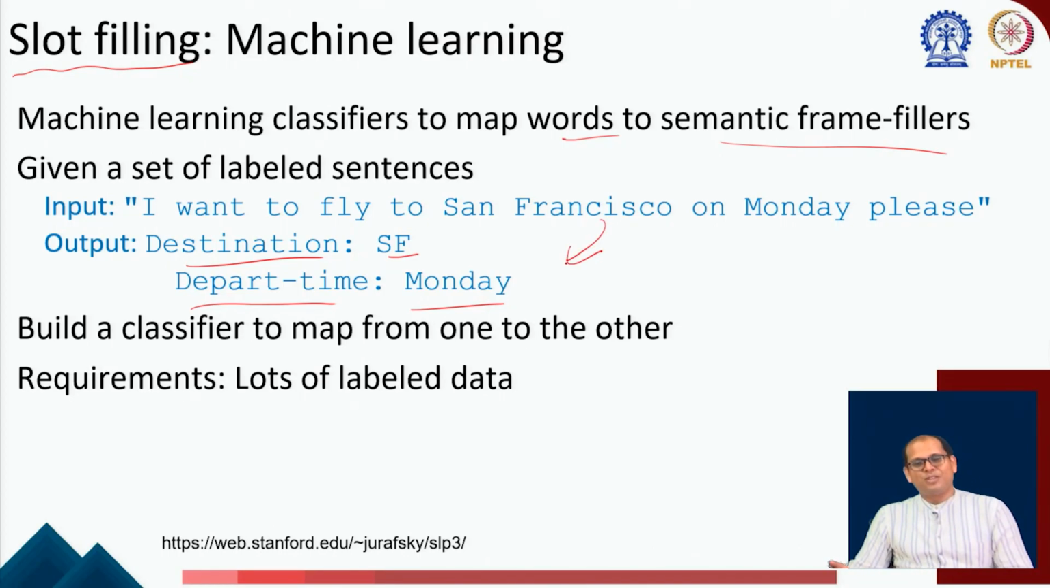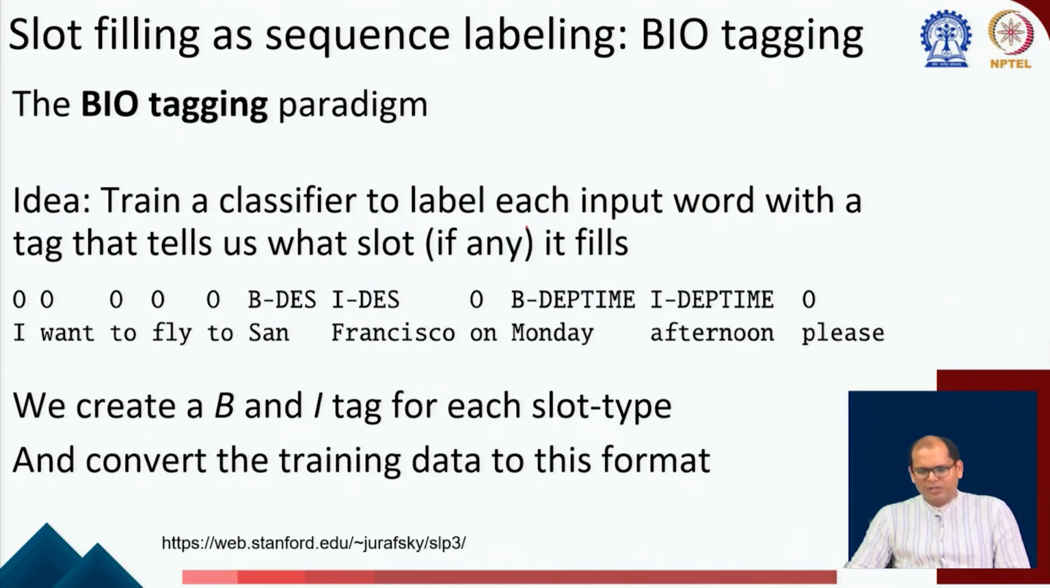Of course, using ML, you need to have a lot of data, where you have the utterances and you know what are the slots and values that they have filled. Once you have that, you can use our sequence labeling paradigm, the BIO tagging scheme. So for San Francisco, you put beginning of destination and I of destination. Similarly, Monday afternoon, beginning of departure time, I of departure time, everything else is O. And you learn a classifier that will predict for each word what will be the corresponding tag.